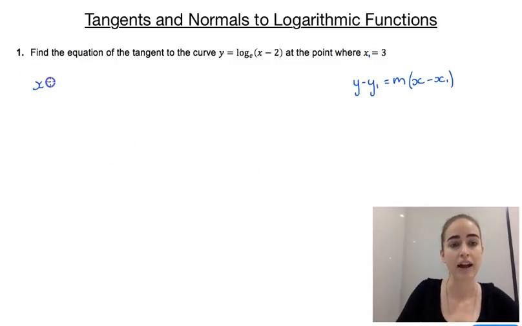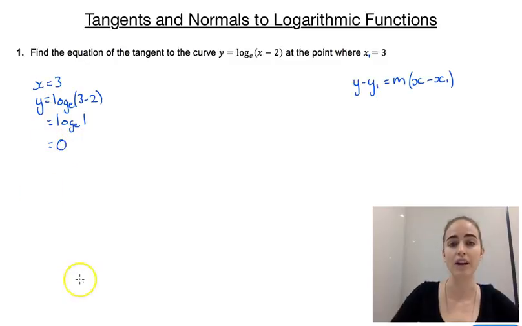So we know that our x is 3. That means that our y is going to be, and we're going to sub our 3 into here, log to the base e of 3 minus 2, which is just log to the base e of 1, and we know that log to the base anything of 1 is 0. So that means our x1 is 3, our y1 is 0. Now we need to find our m.